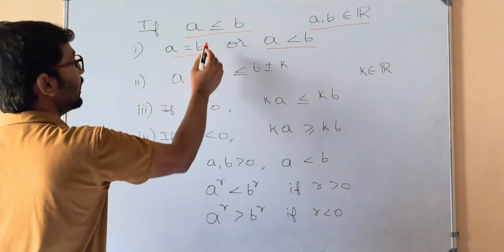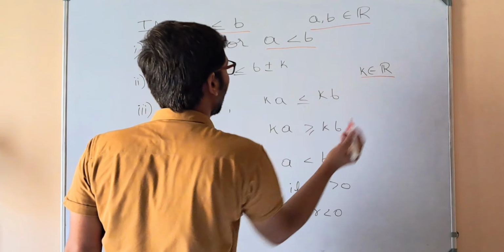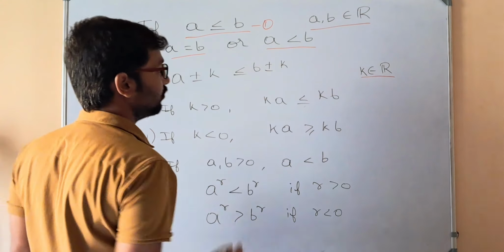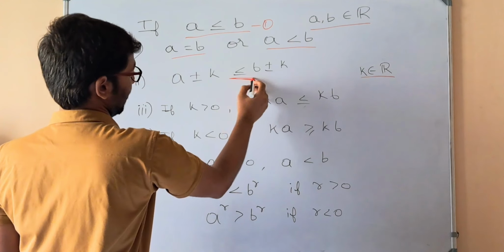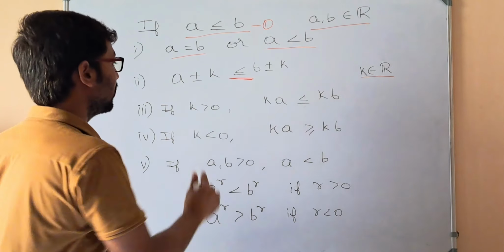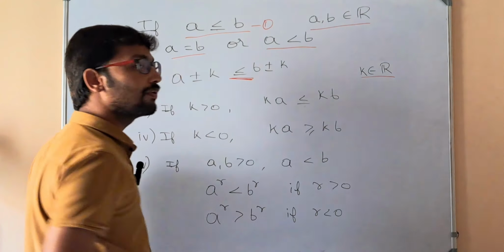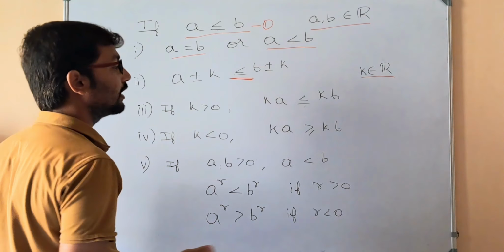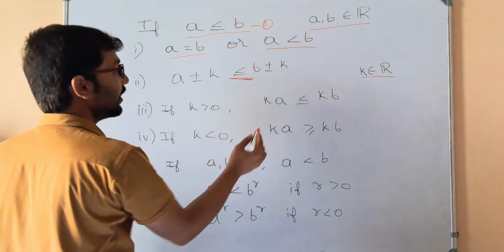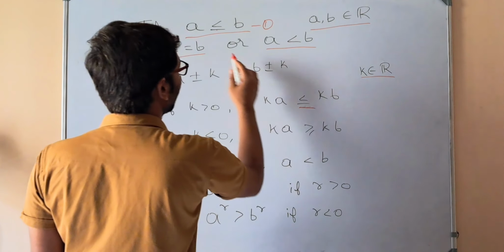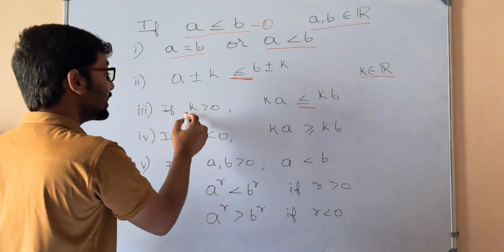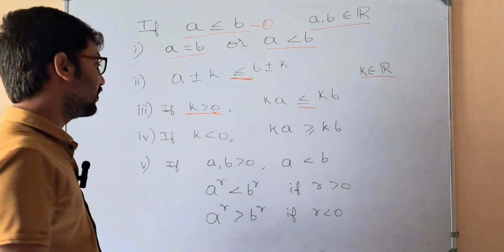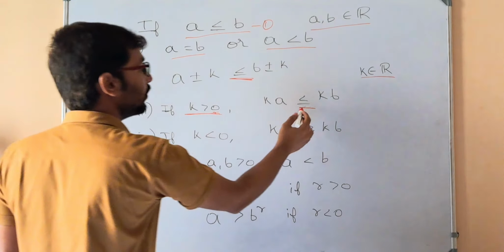Now if I add some constant K, where K belongs to R, to this inequality, adding K on both sides, the inequality remains the same. The inequality never changes. If I subtract on both sides, the inequality again remains the same. If K is greater than 0 and I multiply the first inequality, the inequality remains the same: Ka is less than or equal to Kb. You should remember that K must be greater than 0.